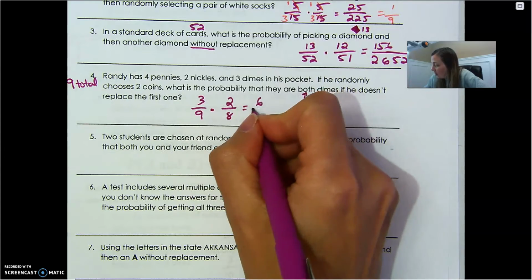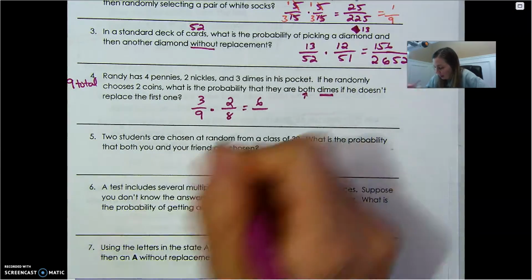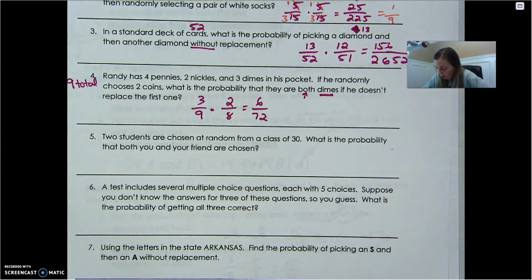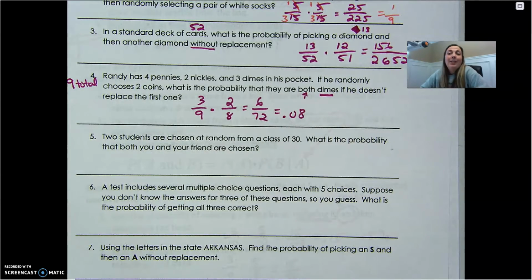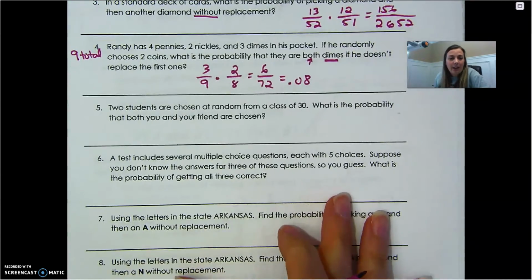All right, so multiplying straight across, you get 6, and then 9 times 8 is 72. And you can reduce that down if you want, turn it into a decimal if you want. You get 0.08. All right, number 5.